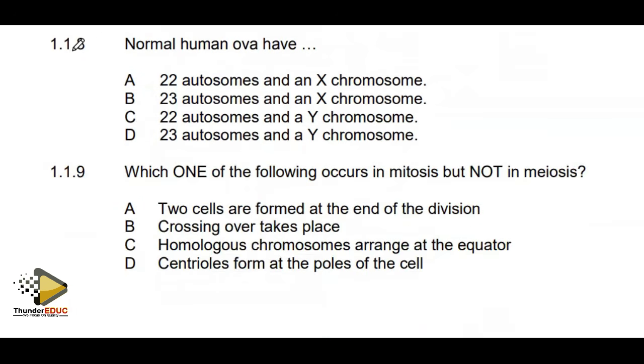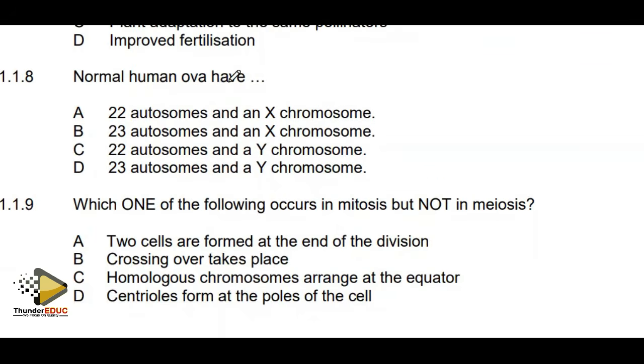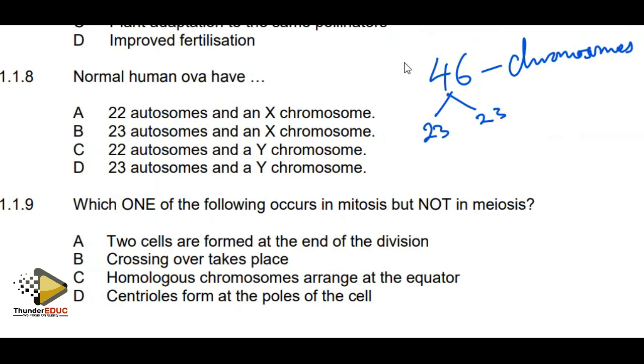Then you're saying that normal human ova have normal human. Remember that when you talk about humans, they have 46 chromosomes. Yes, but each ova or sperm has half of the chromosome number, so it has 23. But among these 23, if it is a male, it is going to have Y, and if it is a female, it is going to have X.